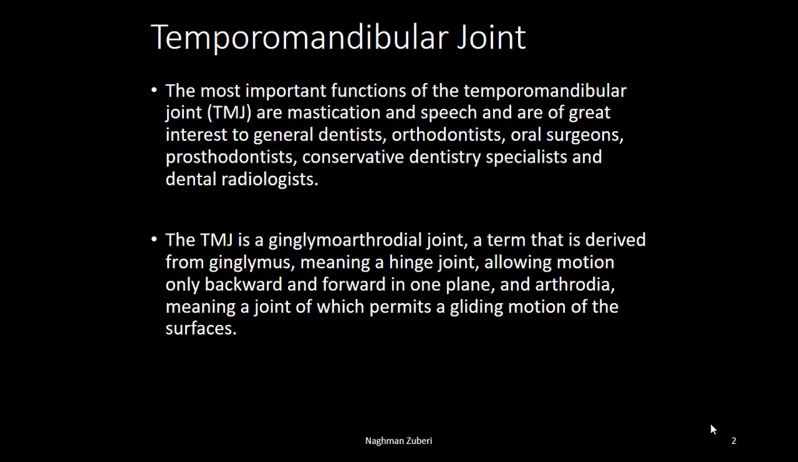TMJ is a ginglymoarthrodial joint. This term is derived from ginglymus, which means a hinge joint, which allows just one movement, either to and fro or opening, closing in only one plane. Then comes the arthrodia. It means a joint which can permit a gliding motion of the surfaces. So both types of movements are present in this joint.